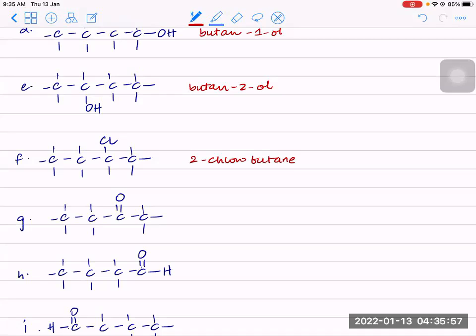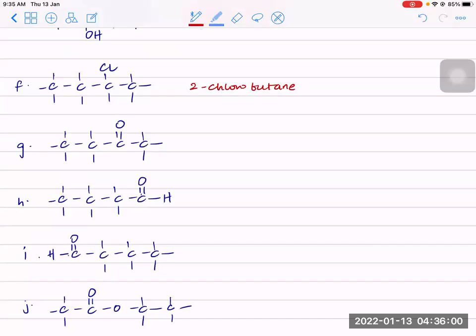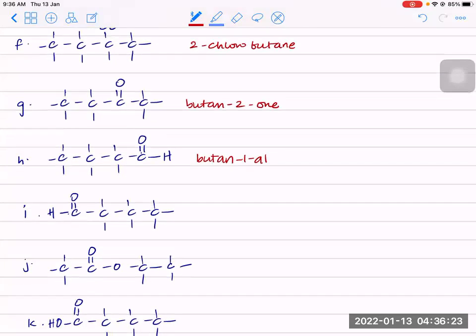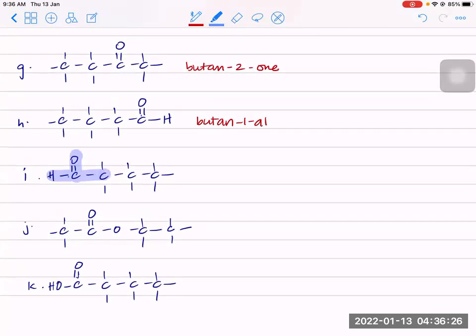So 2-chlorobutane. Then you have a ketone right here. And this is a 4-carbon ketone where the ketone will be on carbon number 2. So we will call this butan-2-one. Then you have an aldehyde right here. The aldehyde is on carbon 1. So you will call this butan-1-al. Then you have this, again an aldehyde on carbon number 1. This is also what? Butan-1-al.